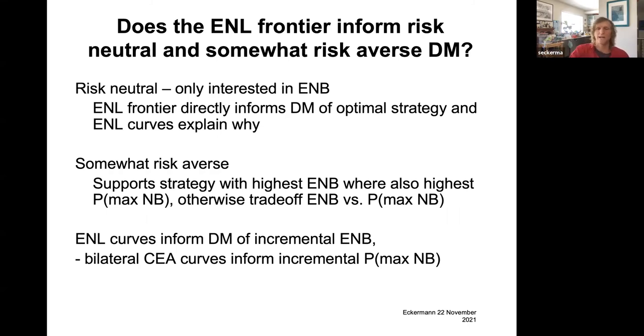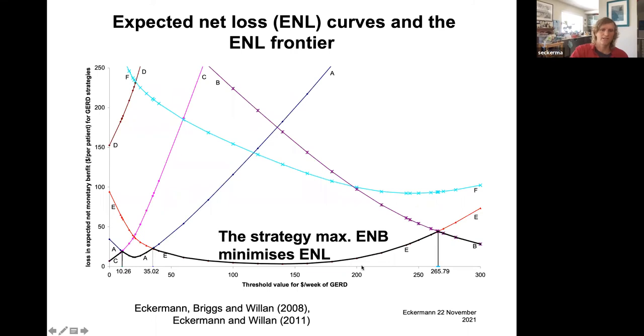But otherwise, you might want to trade off in regions like $10.26, $35.02, or $265.79, if there were probabilities which were higher, for instance, for A rather than C at some point just below $10.26, or equivalently for C versus A above that. You might want to look at trade-offs at those points, but only between those two strategies, not between all the strategies. And you're going to get confounding if you allow other strategies, such as strategy F over here, to influence the relationship between E and B in terms of the probabilities.